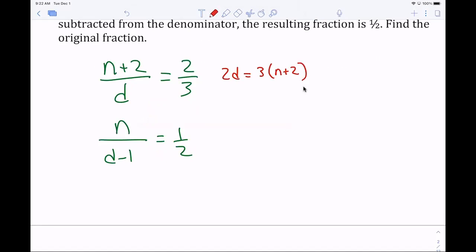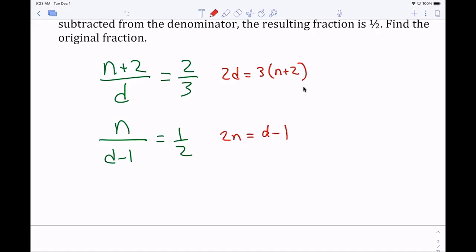That's cross multiplying, right? On the bottom one now, the second equation, cross multiply. Anybody have any questions with that? Come on now, that's not that hard. It's not bad at all. There we go.